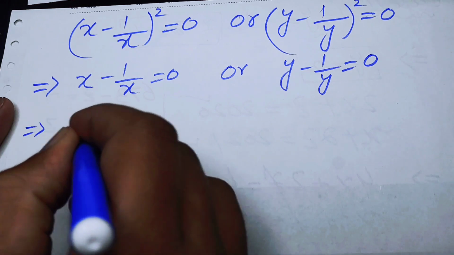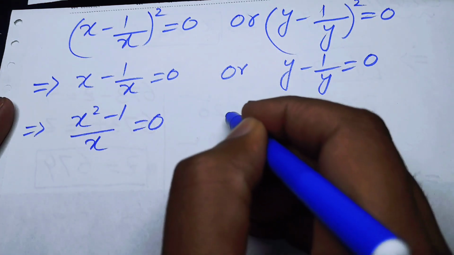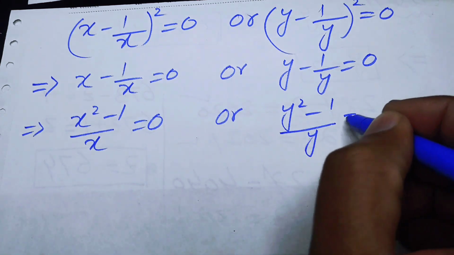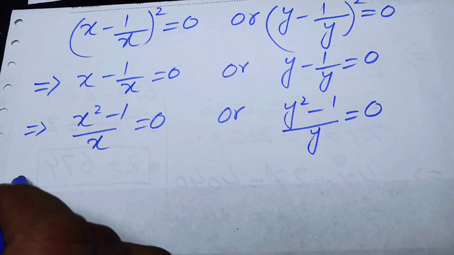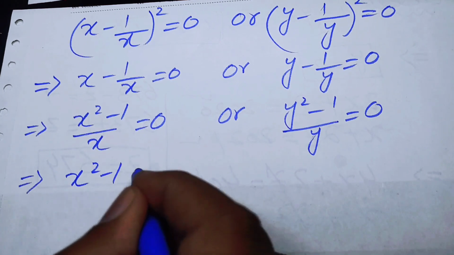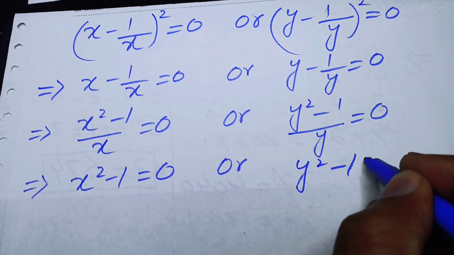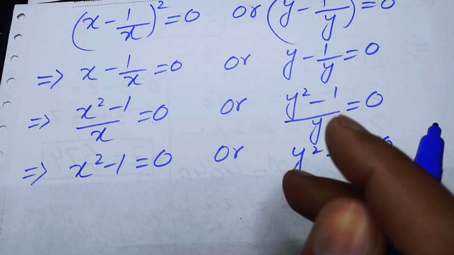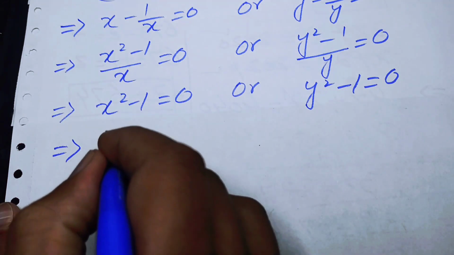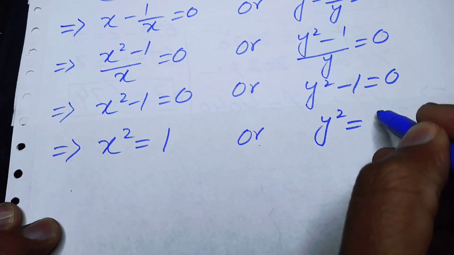Here we take LCM and it becomes x square minus 1 over x is equal to 0, or when we take LCM on this term, it becomes y square minus 1 over y is equal to 0. Here this x, when we take it to the right hand side, goes away, and we obtain x square minus 1 is equal to 0. Similarly, here we obtain y square minus 1 is equal to 0. So now we take minus 1 to the right hand side, and it becomes x square is equal to 1, or here we get y square is equal to 1.